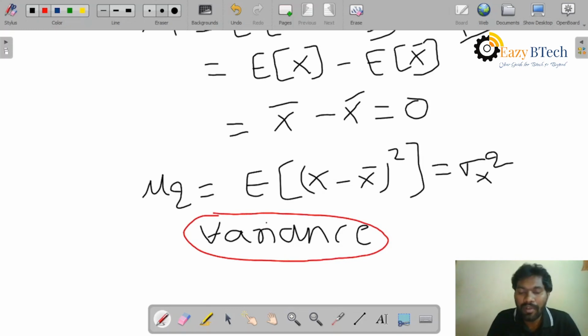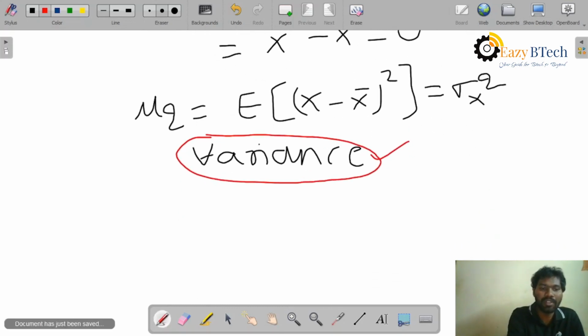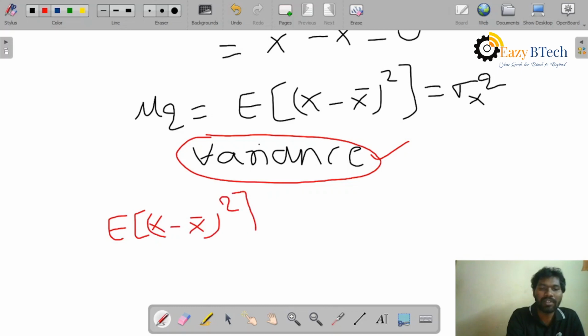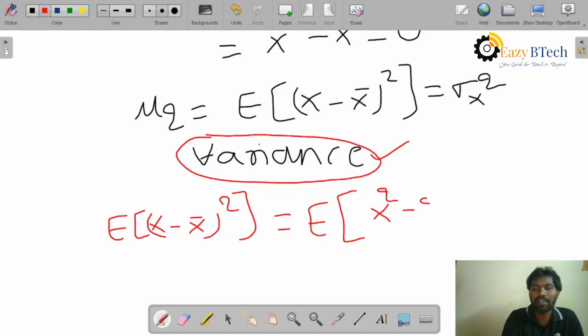So whenever in the problem they want to calculate the second order central moment, then what we have to calculate? Variance, sigma x square. Now see what we will do is we will do some operation here. Take expectation of x minus x bar whole square. Then apply the a minus b whole square formula: a square minus 2ab plus b square.